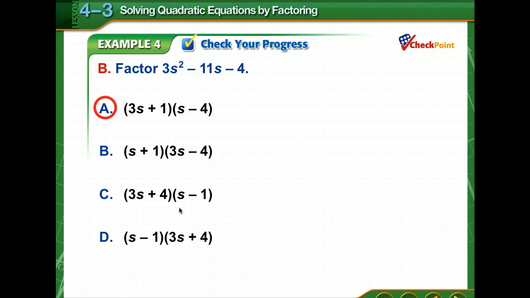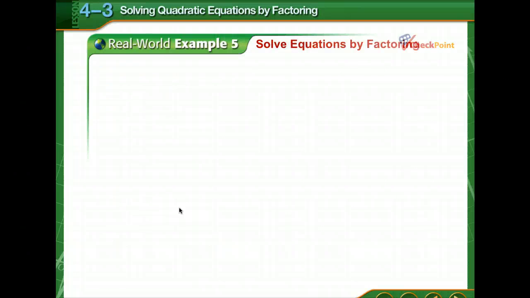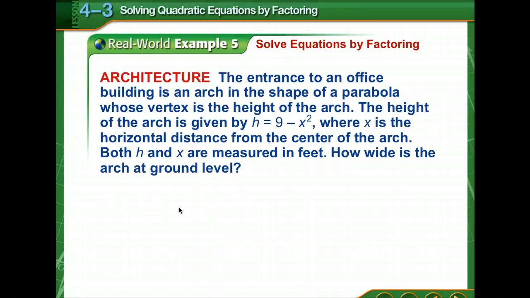This one's not asking for the solution for s, it's just asking what your two factors would be. So 3s plus 1, s minus 4. Excellent. Okay, we're about done here. We're getting closer. Now, a real-world equation, solving equations by factoring.